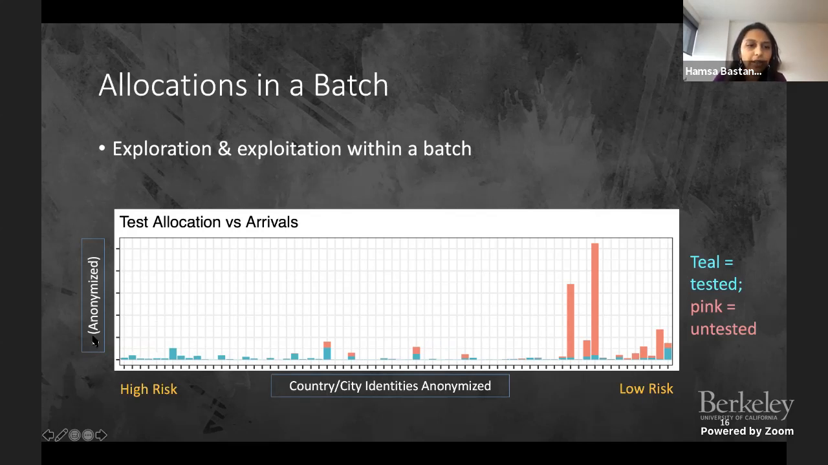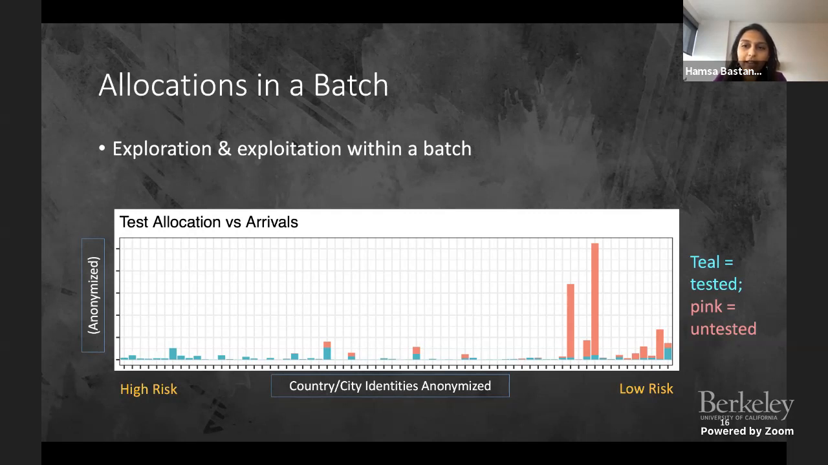On the left side, you see that pretty much everybody is getting tested. So that's exploitation because these are high risk arms. We want to make sure we're testing all of them. If not, people will be very worried. But you see that pretty much every arm has a non-zero number of tests being allocated, even in the low risk category, because you want to make sure that you're doing exploration and surveillance throughout the course of the summer.